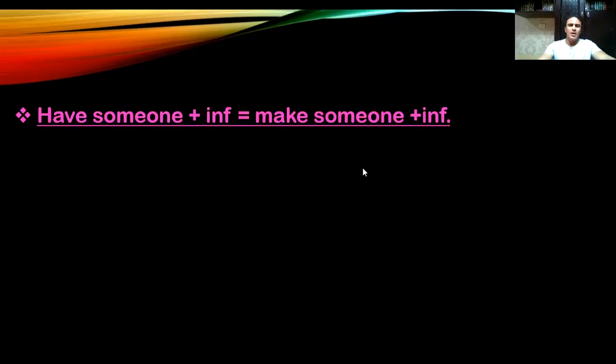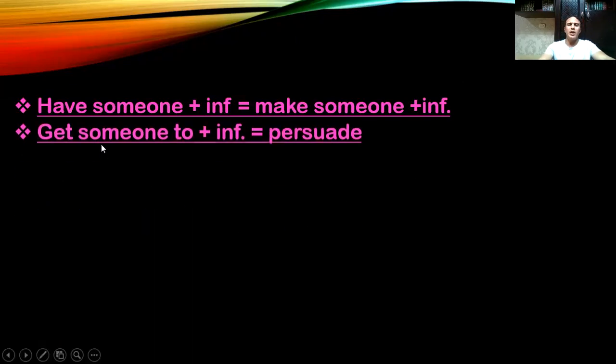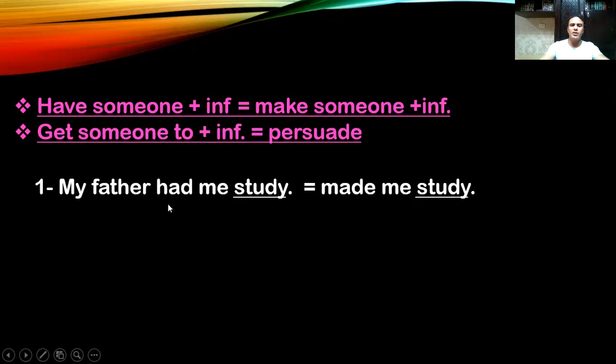Okay. Have someone infinitive means make someone infinitive، يجعل أو يجبر. Right. Okay. Get someone to infinitive means persuade this person to infinitive. واحنا خدنا أمبارح الفرق بين persuade وبين convince. Persuade someone to do something يقنعه، هي زي get someone to do something. But when I say my father had me study, means my father made me study، جعلني أو أجبرني.